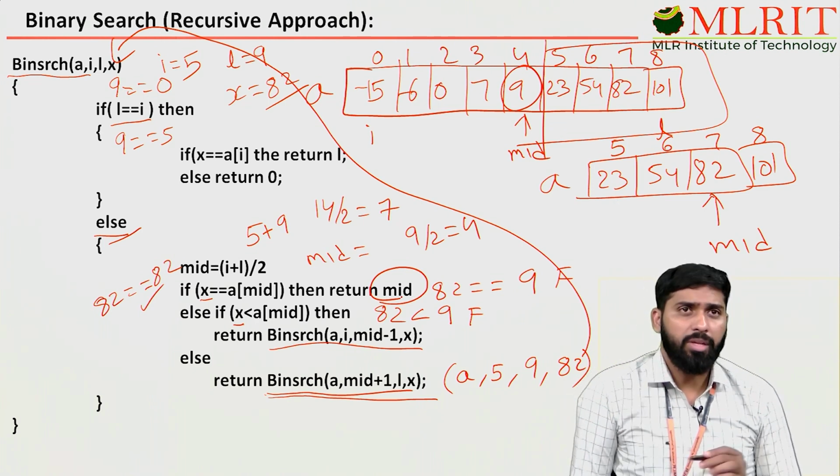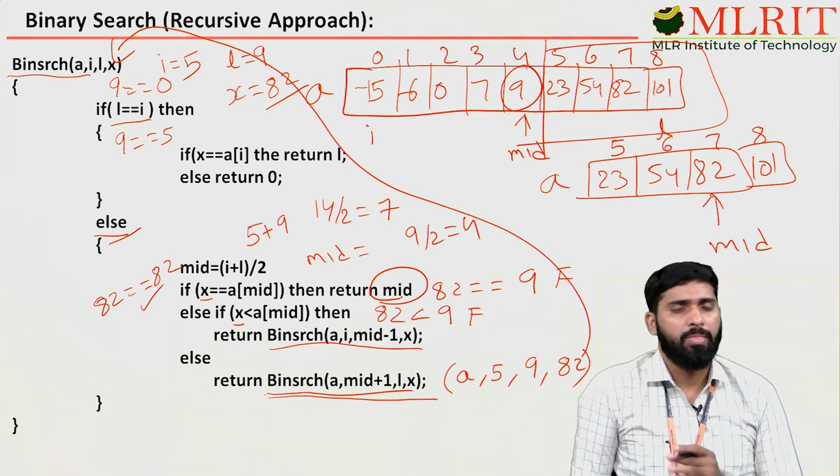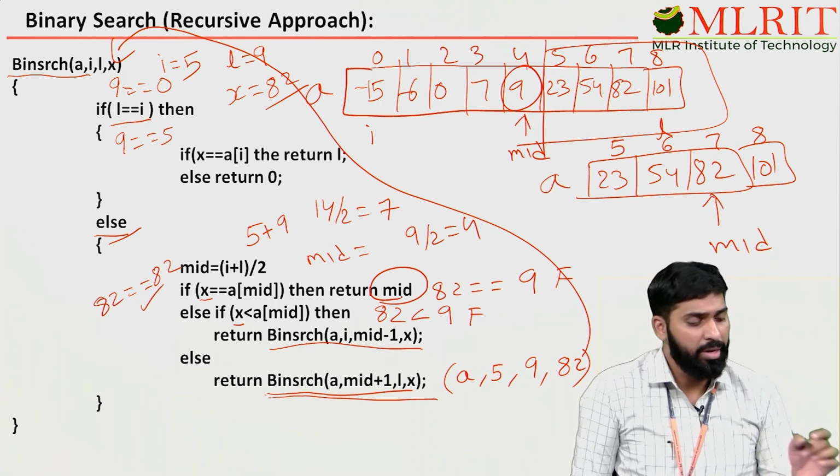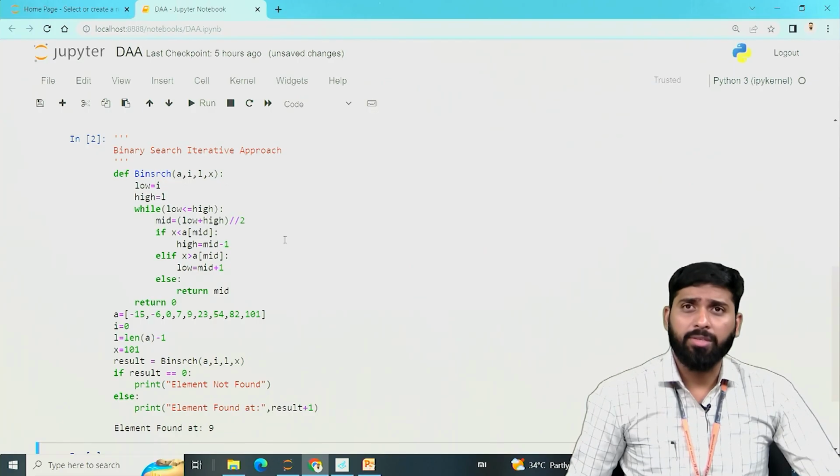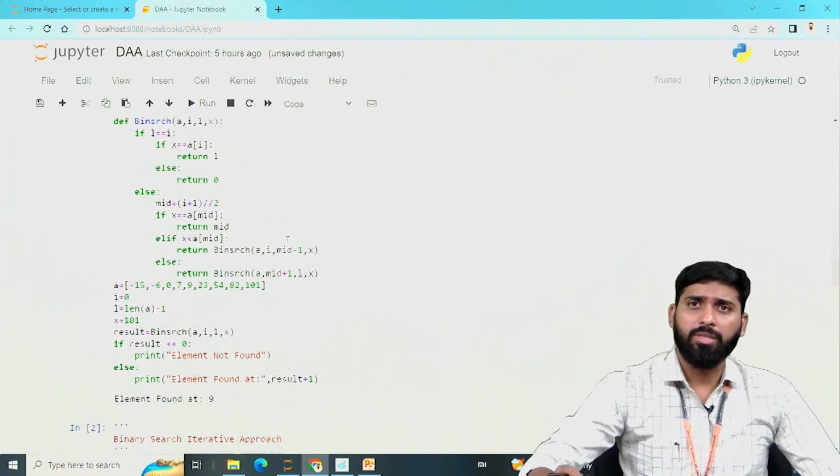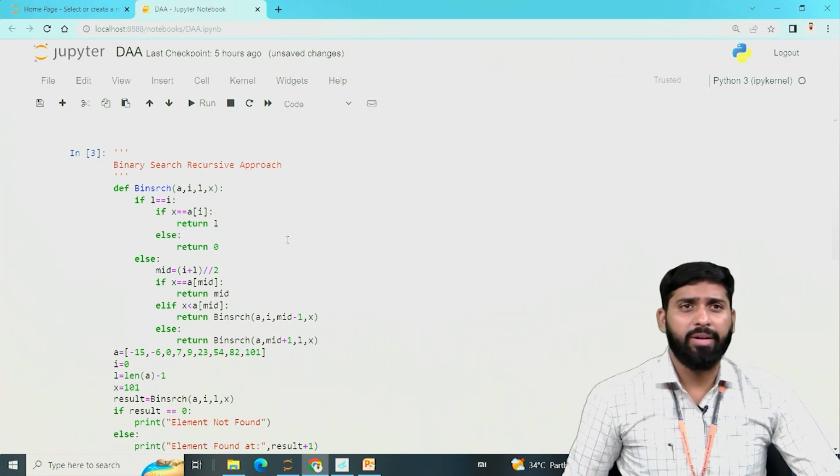Okay. Now 82 is found. When we print the position, we are going to increment the value by 1. So it returns 7 as output. So this is the binary search program in iterative approach. So this is the binary search program in recursive approach.